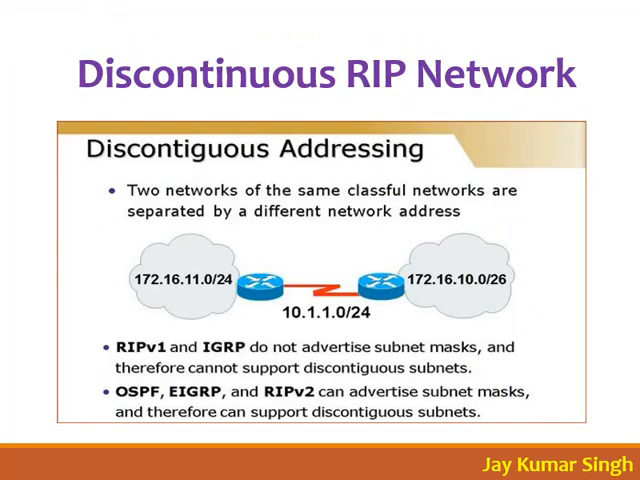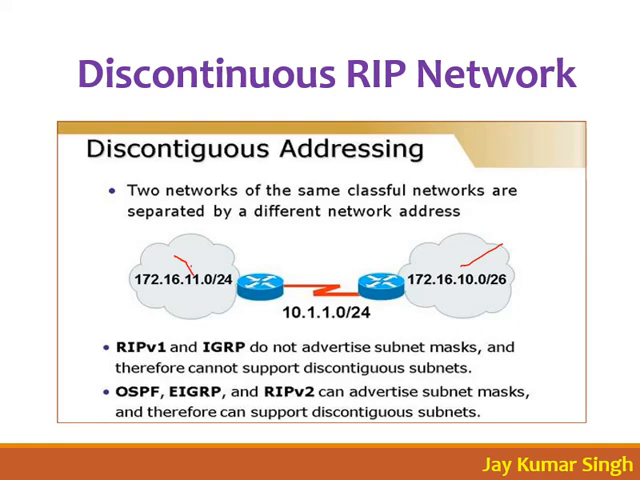Now see, what is a discontiguous RIP network? He's saying that in discontiguous addressing, two networks of the same classful network are separated by different network addresses. See here, this is, and this is also, if it is subnetted, then they are different. If they are subnetted, then they are different networks.